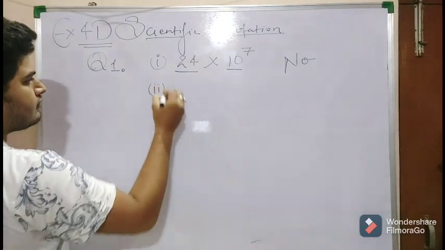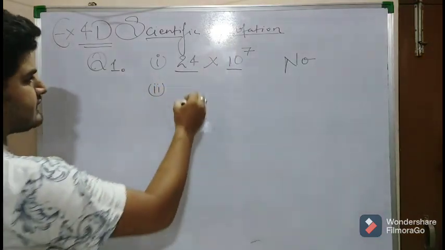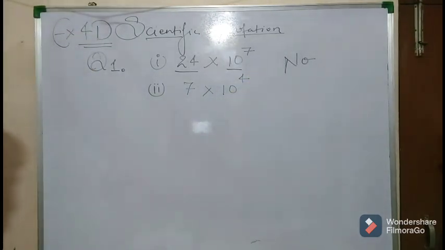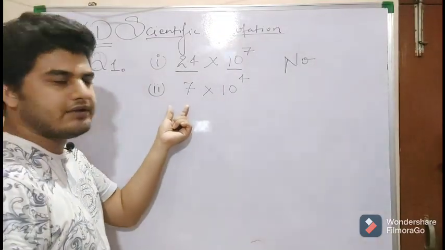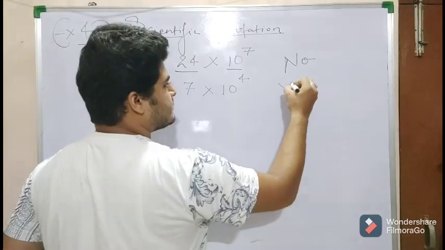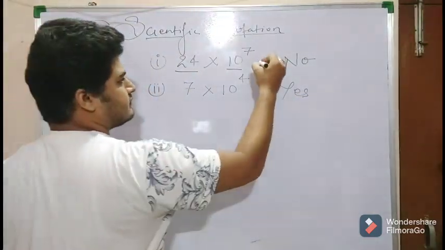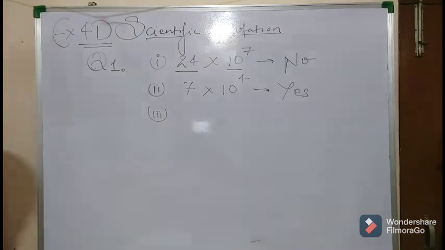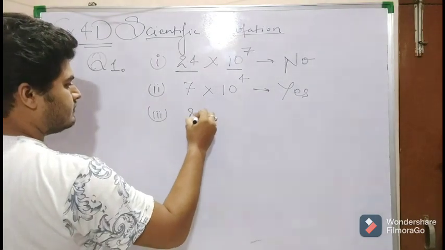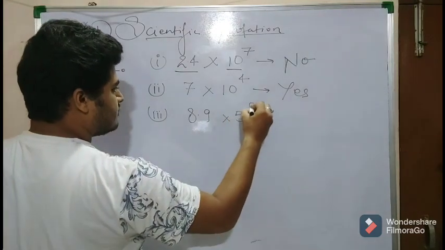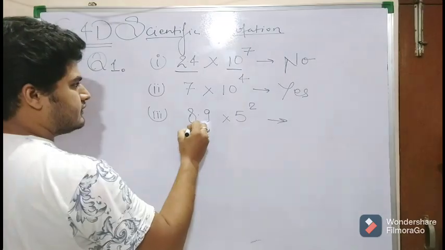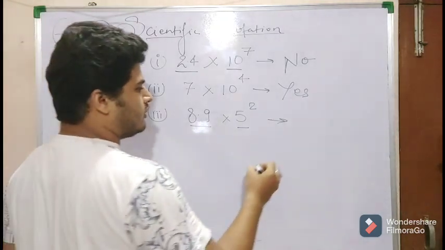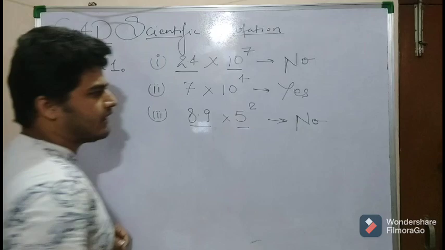Second part, it is saying 7 into 10 to the power 4. So this number is between 1 to 10, 7, and this is also in the multiples of 10, so we will say yes, the number is in scientific notation. Third part, it is saying 8.9 into 5 raised to the power 2. Now this number is between 1 to 10, but the second factor should be in the multiples of 10, which it is not, so this is not in scientific notation, so we will write no.